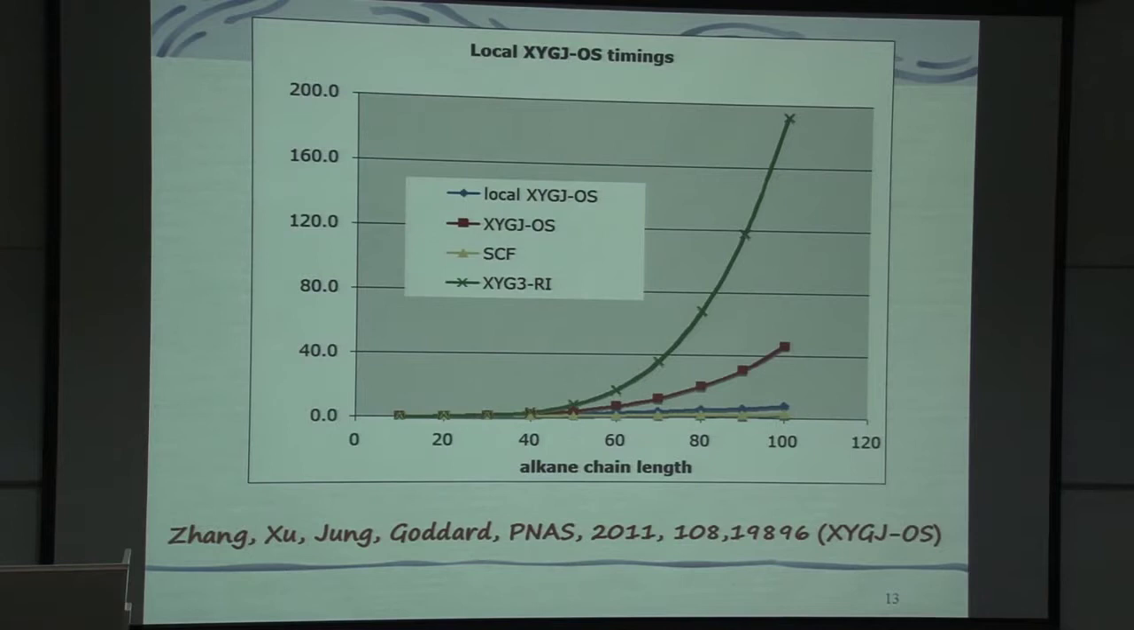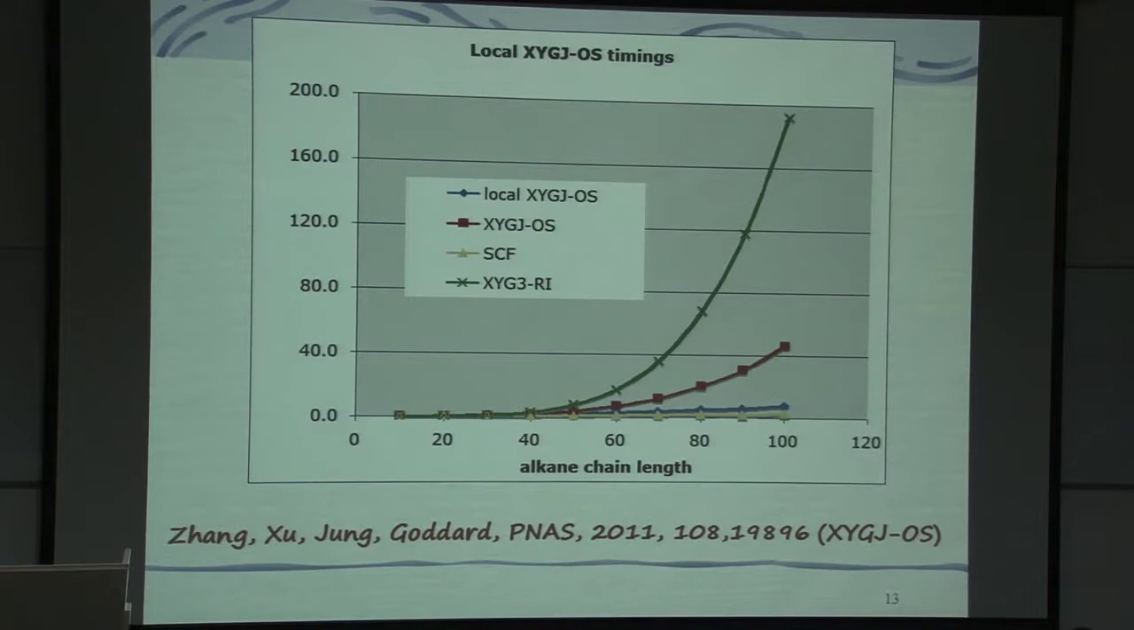So the immediate advantage of this is then you can do the Laplacian transform and take the locality. You can dramatically reduce the scaling from the standard MP2, like n to the fifth power, to something between n to the third power, could be lower for the linear system and slightly higher for the 3D system. So you can see the scaling is really very good, as compared to the standard DFT calculations for this XYGJ-OS functional.